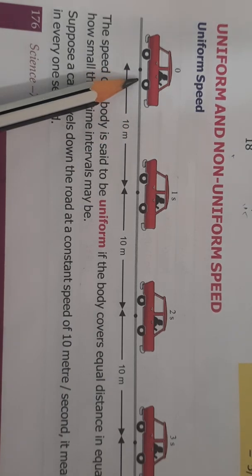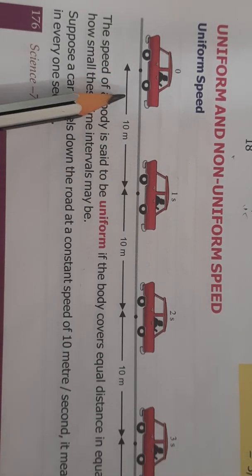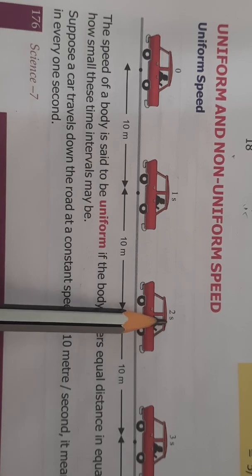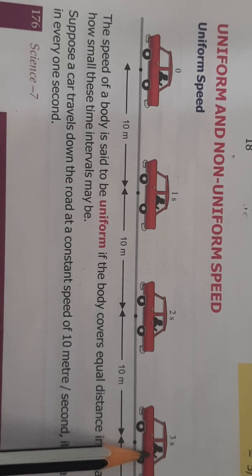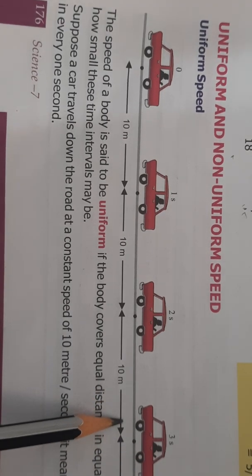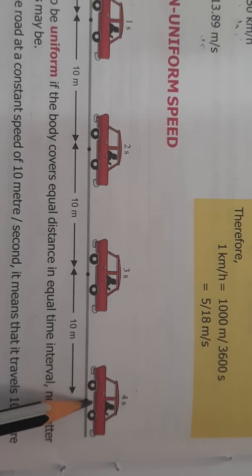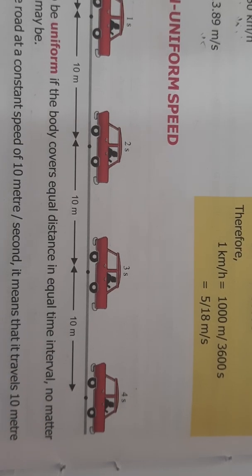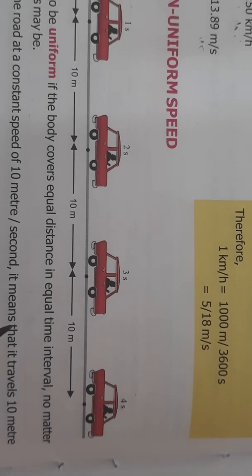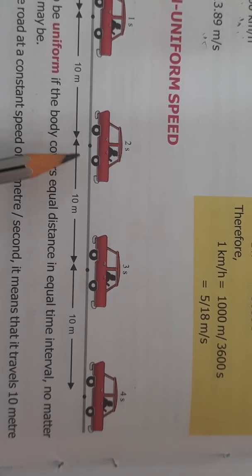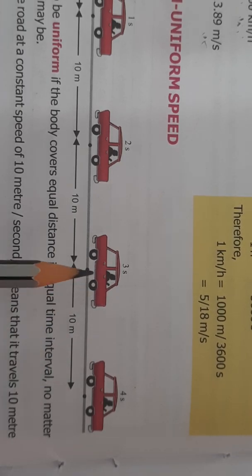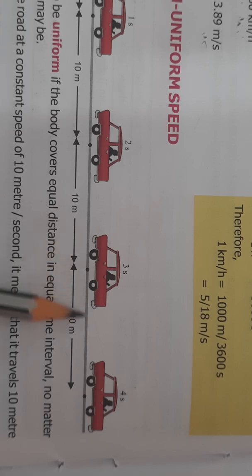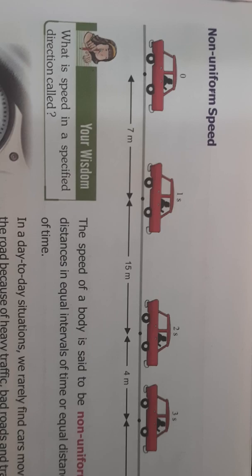See, the car started here. In the first second, it traveled 10 meters. Then in the second second, it traveled another 10 meters. In the third second, another 10 meters. And then in the fourth second, another 10 meters. So you can see that it is covering equal distances in equal intervals of time. So this is said to be uniform speed because it is traveling uniformly. Clear? Then we come to non-uniform speed.